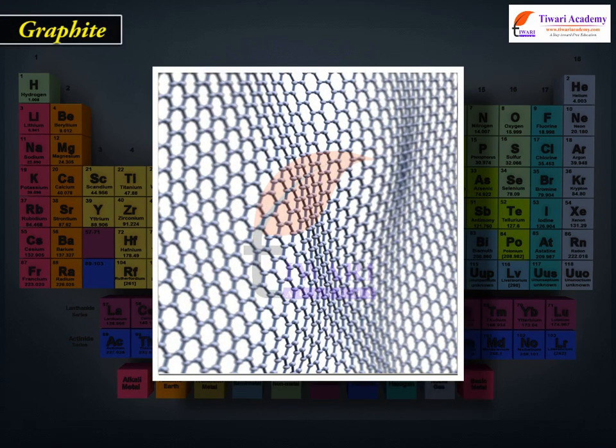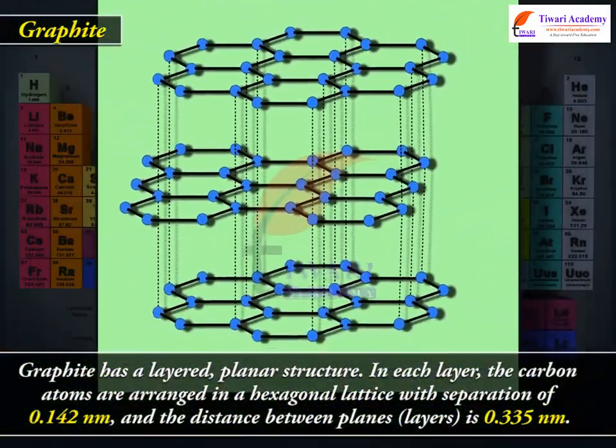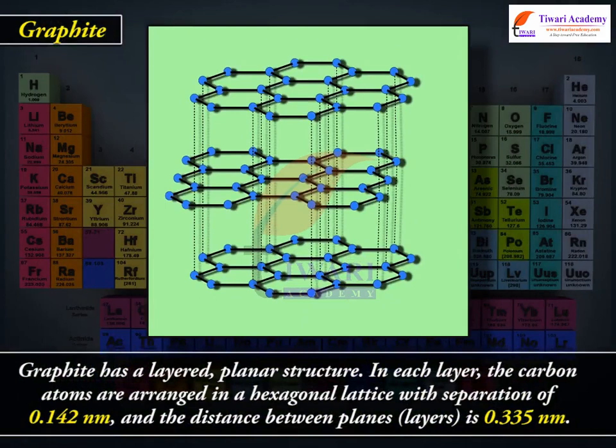Graphite. Graphite has a layered planar structure. In each layer, the carbon atoms are arranged in a hexagonal lattice with separation of 0.142 nm, and the distance between planes, layers, is 0.335 nm.